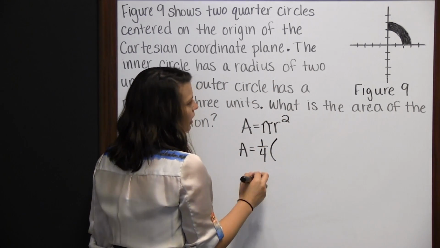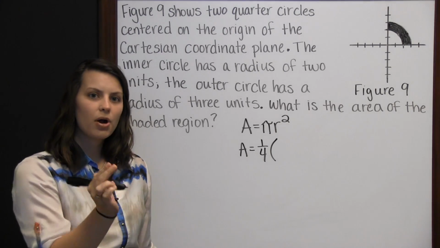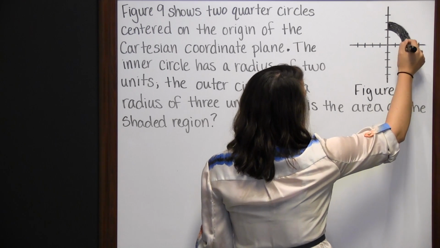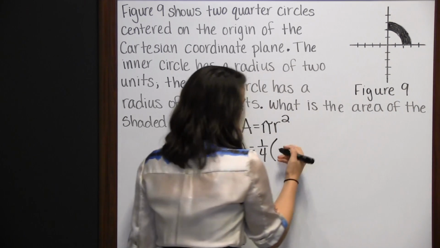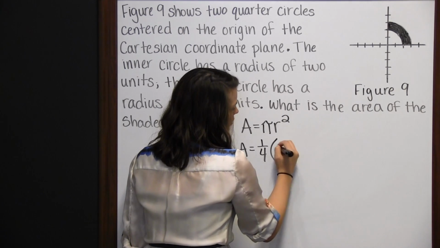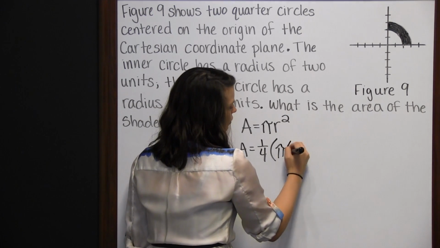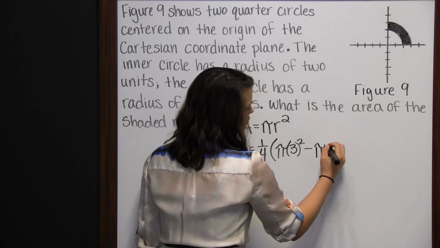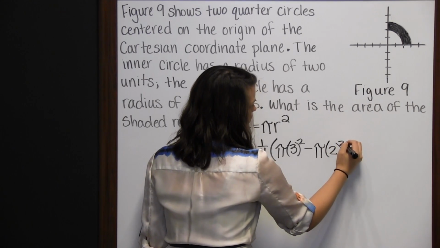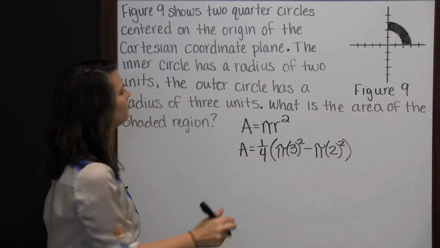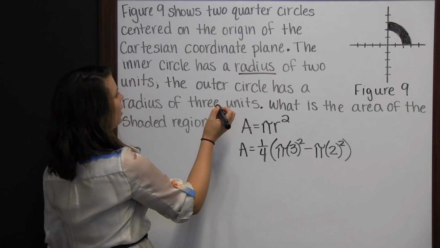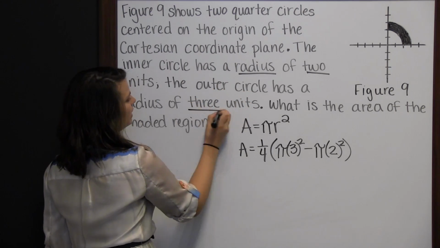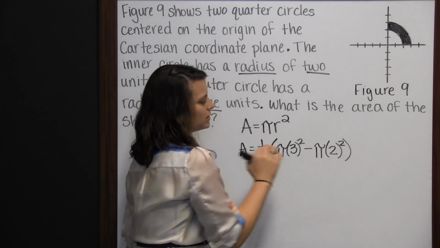And then we need to find the area of just the part between those 2 circles. So that would be the area of the large circle minus the area of the small circle. And the area of the large circle would be pi times the radius, which is 3 squared, minus the area of the small circle, which would be pi times 2 squared. And the 3 and the 2 came from the radius. The radius of the small circle is 2, and the outer circle has a radius of 3. So that's where these numbers came from.